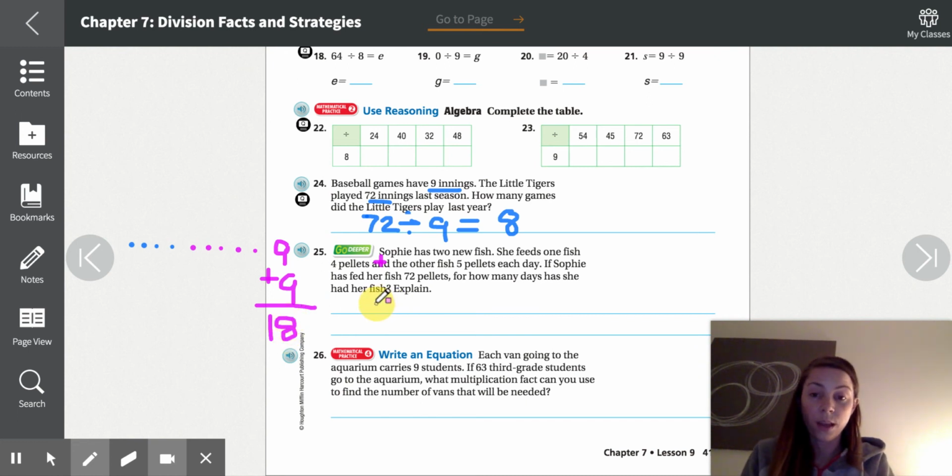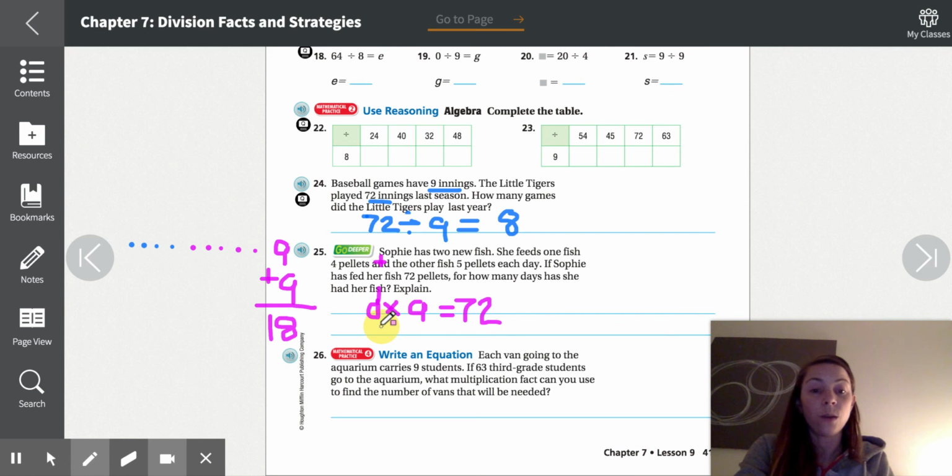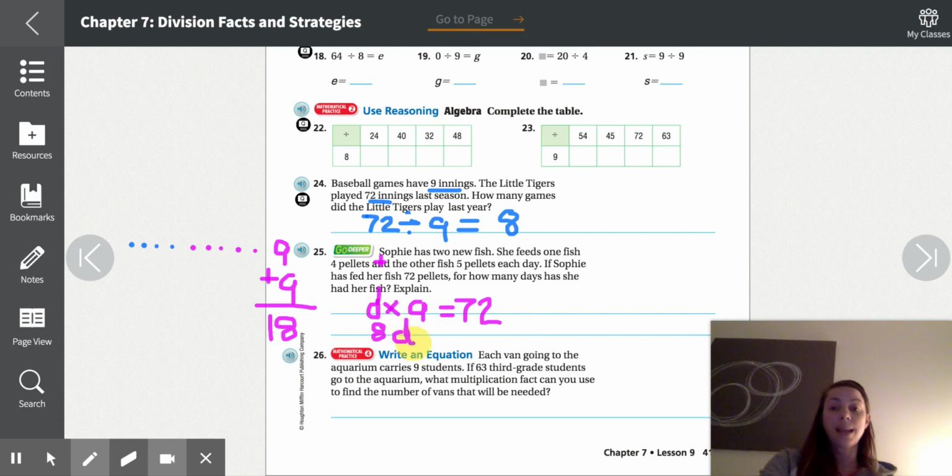So you could use a letter: D for day times 9, because there's 9 pellets each day, equals 72, the total. So what number would go in here for D? What do you multiply by 9 to get 72? You would have to do it for 8 days, because 8 times 9 is 72. So that is my answer. She's had her fish for 8 days.